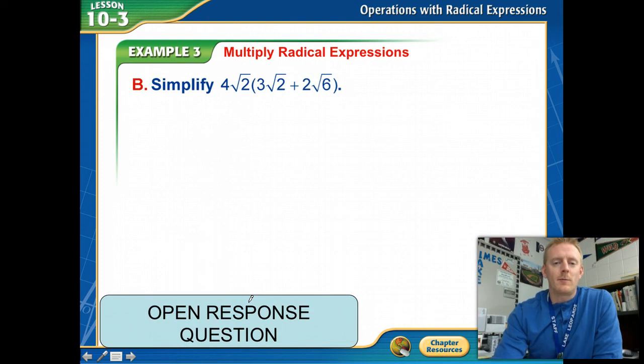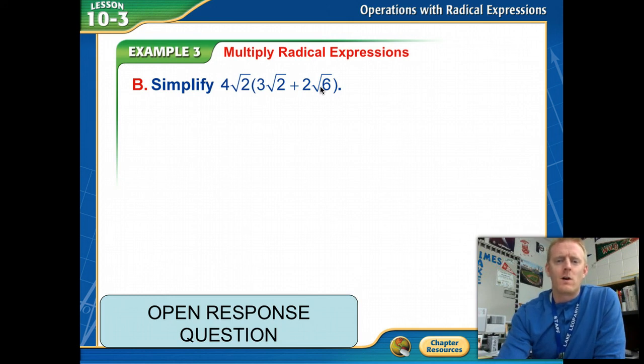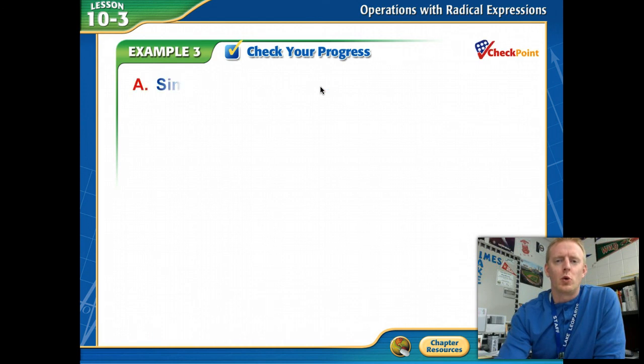Try that same exact process here, except you're going to have to distribute this 4 square roots of 2 to both 3 root 2 and the 2 root 6. Now I had some students making fun of me because I say root instead of root. I'll practice. I think we have one more question here to work on.